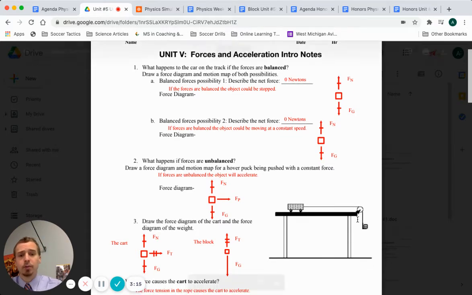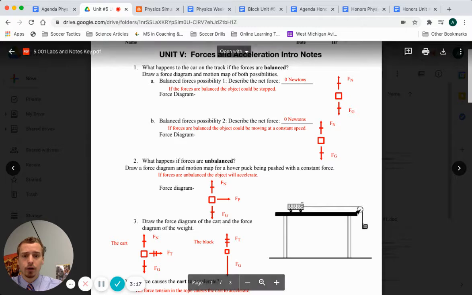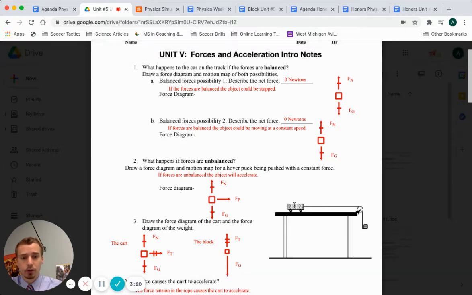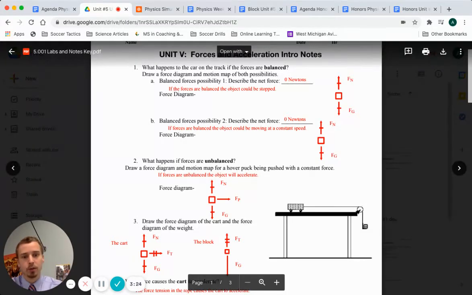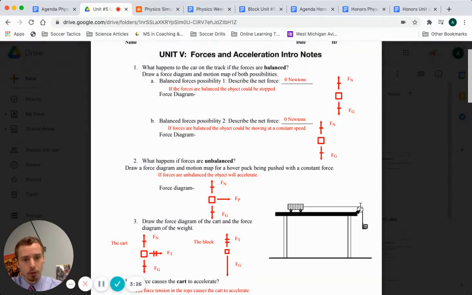So I have a picture here of what could be an example of an unbalanced force. In this case, the cart on the track is being pulled to the right by this rope, and this rope looks like it's attached to a pulley, and then this rope is being pulled down by this block here. So you let go of the block at the very end, and then the cart will move down the track.